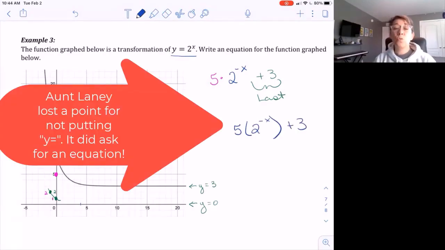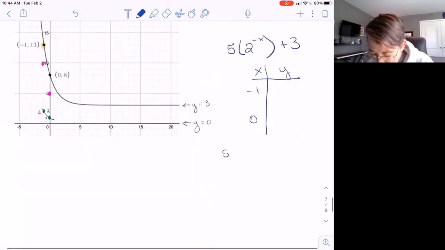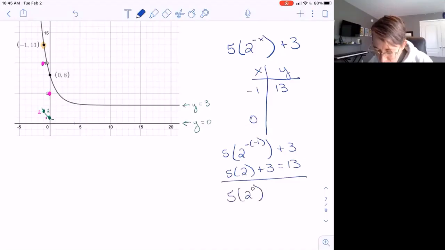It's always a good thing to check either by graphing it in your graphing calculator or doing an XY table to see if you do in fact get the points that were given. Well, the 2 points were at -1 and 0. So if we plug in a -1 to that equation, we would get 5 times 2 to the opposite of -1, plus 3. So that's 5 times 2 to the +1, plus 3, which does in fact give us 13. So that works. And if we plug in 0, we get 5 times 2 to the power of 0, plus 3, which is just 5 times 1 plus 3, which is in fact 8.